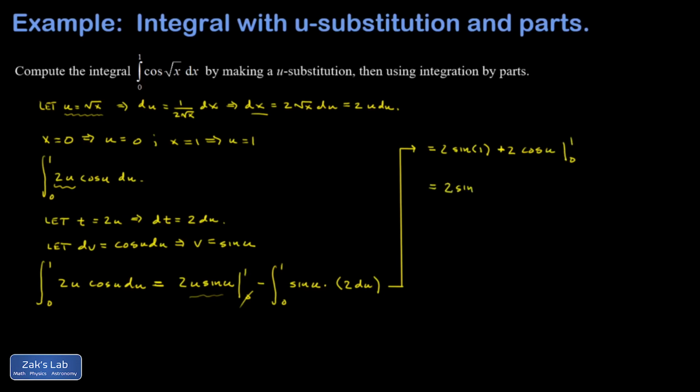So I have 2 sine of 1, that's a spectator in this step, plus 2 cosine of 1 minus 2 cosine of 0. Well, the cosine of 0 is just 1, so I have a minus 2 on that. And that's it.